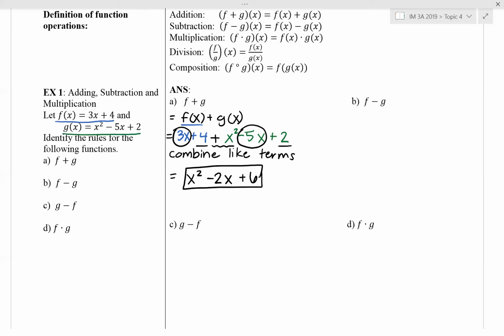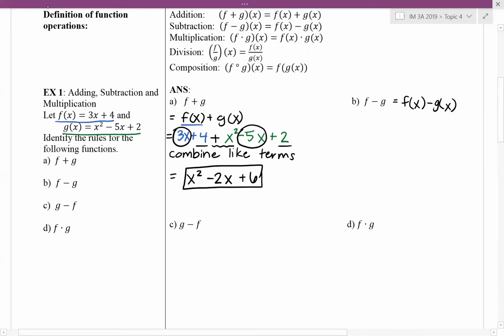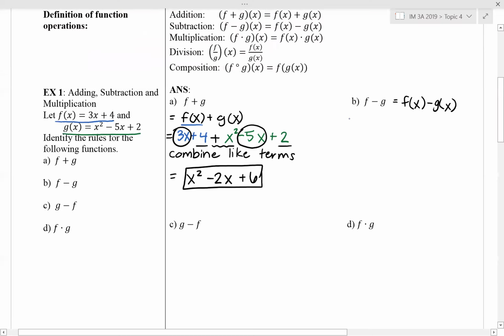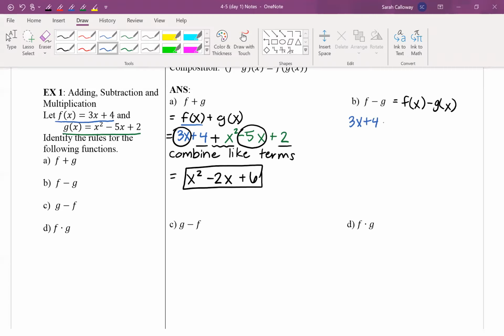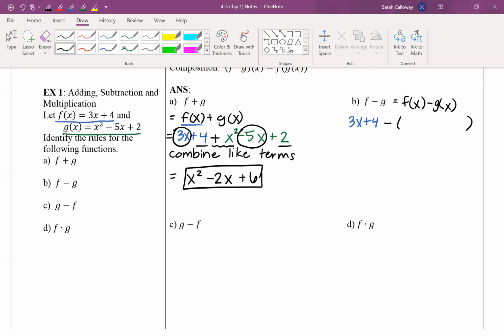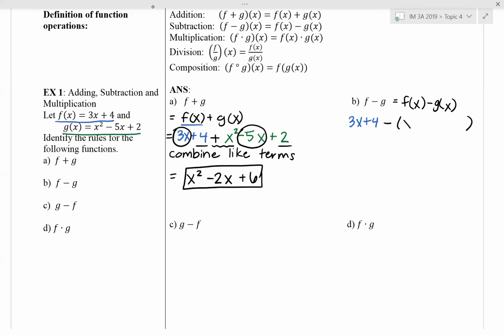When I'm doing subtraction, for this one they're asking us to do f of x minus g of x. I'm subtracting the whole second expression. So I'm still taking f, which is 3x plus 4, but this time I'm subtracting the whole expression for g, which is again x squared minus 5x plus 2.